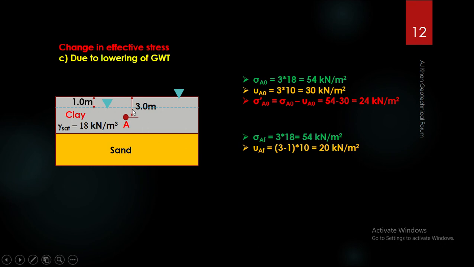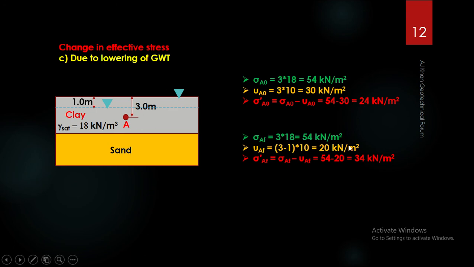Now the pore water stress will be due to this height of water column. Earlier it was 3 meter below the water table, so 3 minus 1, that is the change, and the height of water column above point A is now 2 meter. So that should give you a pore water stress of 20 kilonewton per meter square, and there is the change. Okay, so the effective stress now will increase. Let's see. So 54 minus 20 will give you 34.